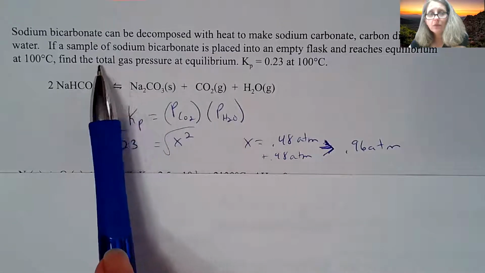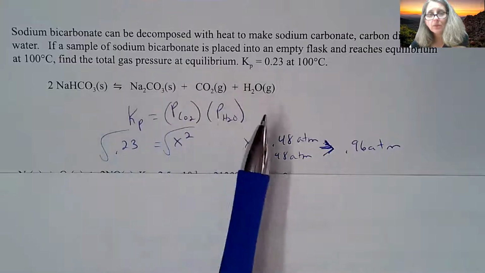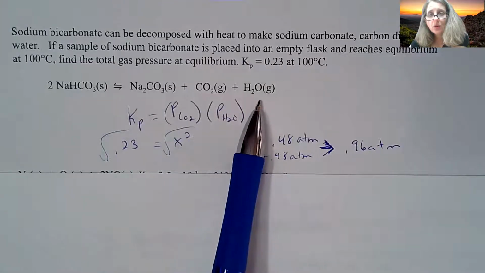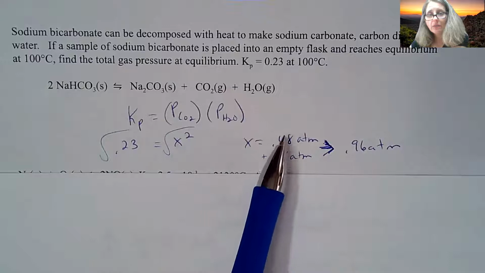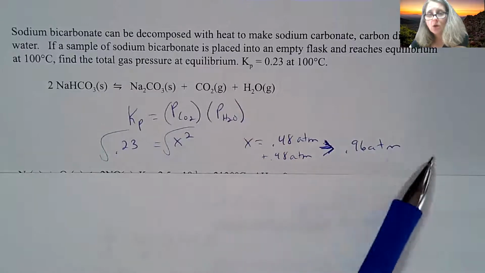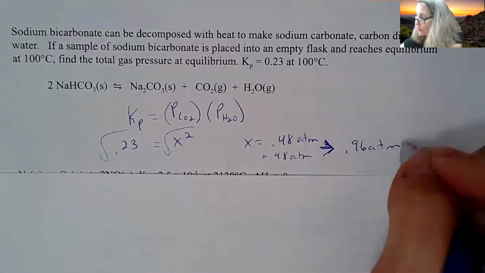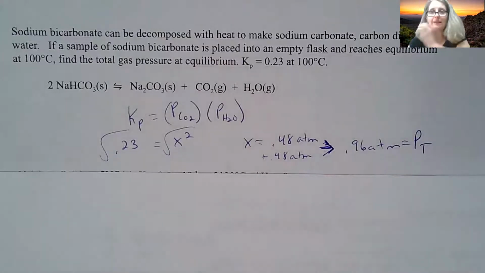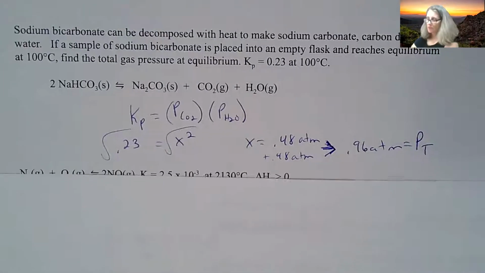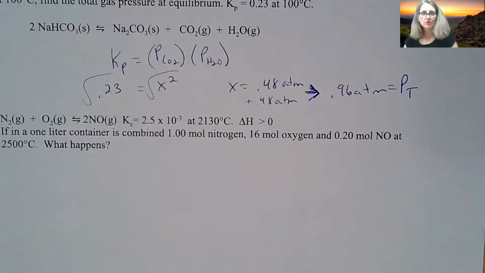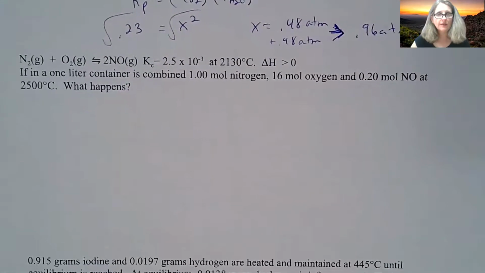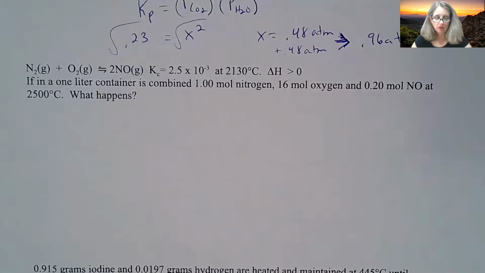But what it's asking for is the total gas pressure at equilibrium. Well, realize I have CO2 and I have water in there, and they're both going to be 0.48. So my total pressure is 0.96 atmospheres. All right, so the next one is far more interesting. It kind of gets at a couple different things that we've been talking about.